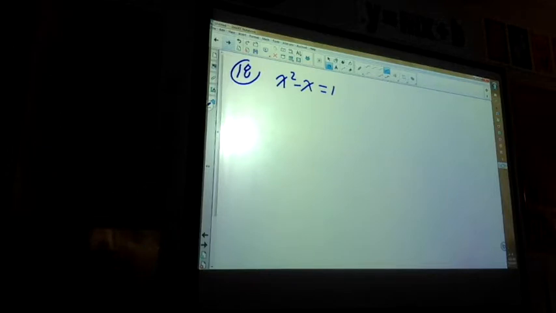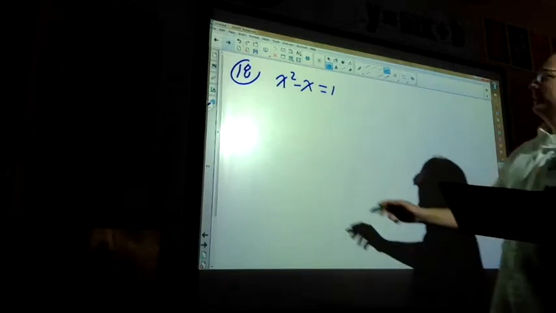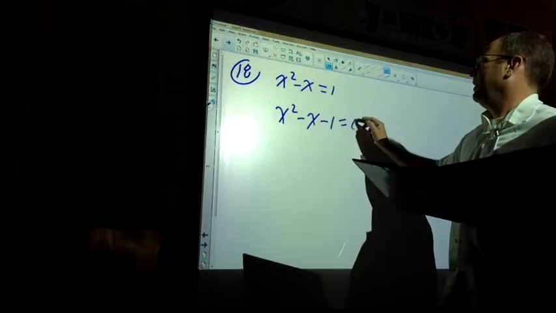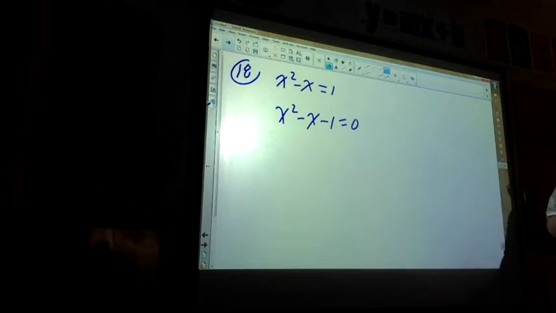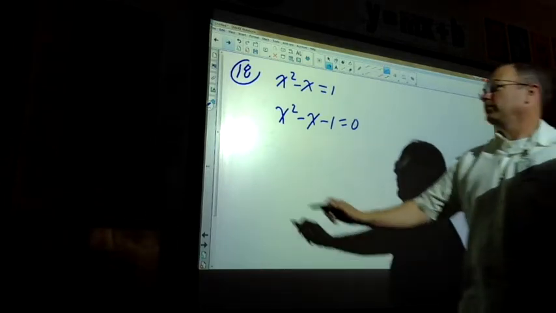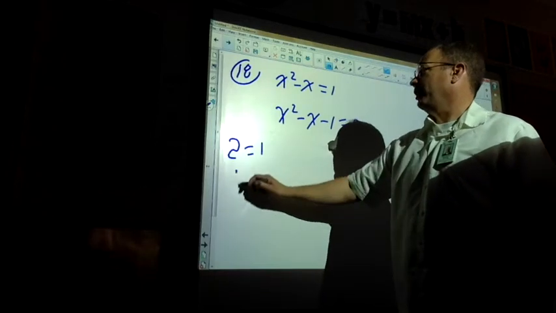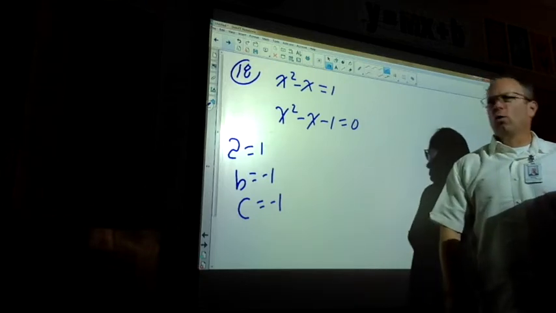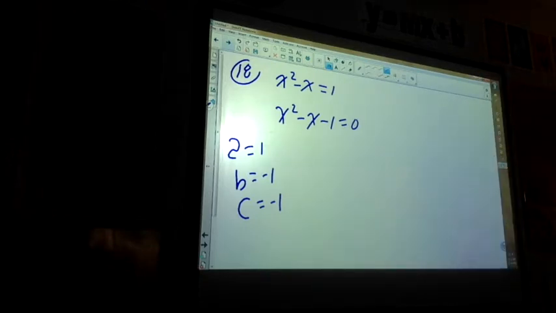Help me out. Last one. Take out x, subtracting 1. We good so far? Yeah. I don't know about y'all, but I don't think I can factor this. No, you can't do this. So, what's my A term? 1. What's my B term? Negative 1. What's my C term? Negative 1. How do you know which negative 1 is in the B term and the C term?